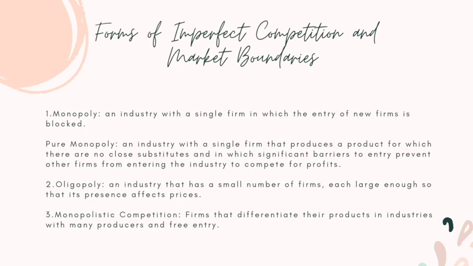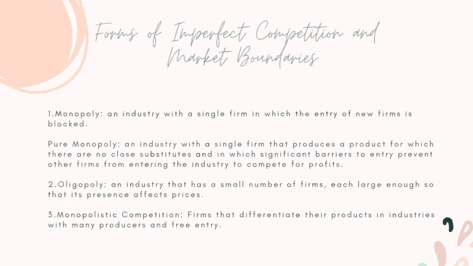Monopoly is an industry with a single firm in which the entry of new firms is blocked. Pure monopoly: an industry with a single firm that produces a product for which there are no close substitutes and in which significant barriers to entry prevent other firms from entering the industry to compete for profits. Oligopoly is an industry that has a small number of firms, each large enough so that its presence affects prices. Monopolistic competition: firms that differentiate their products in industries with many producers and free entry.